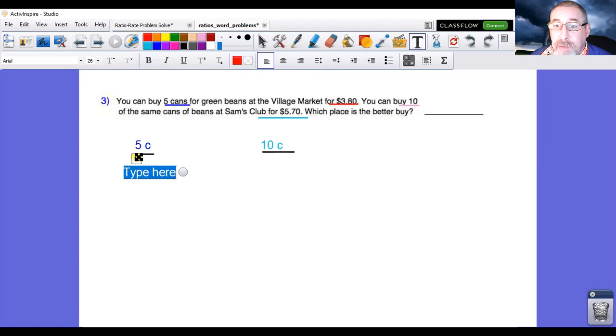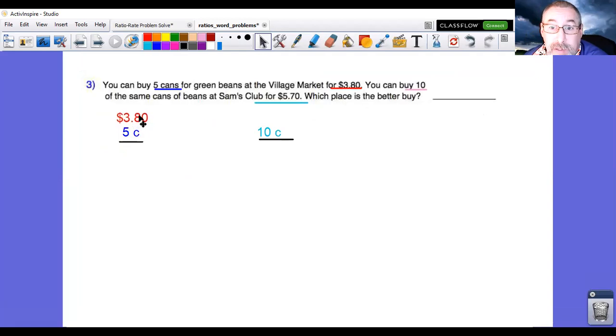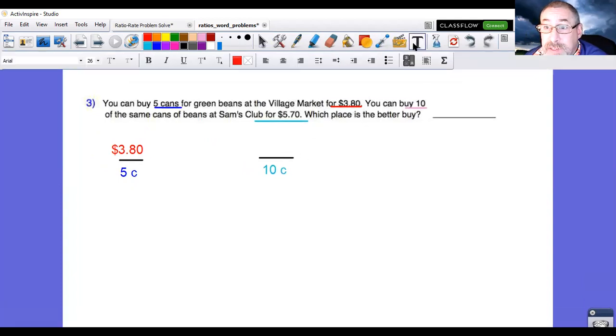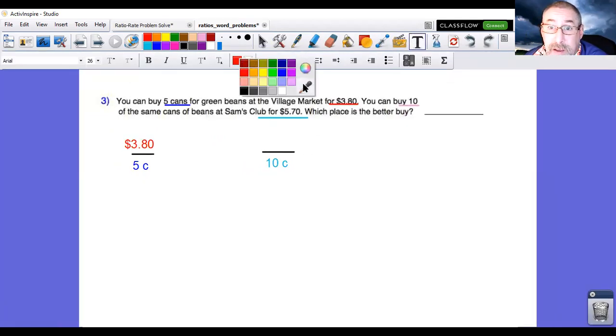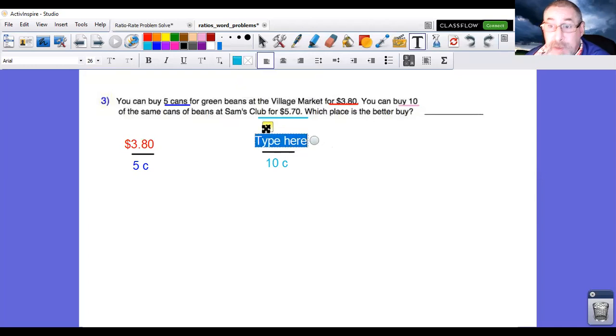So our 5 cans cost us $3.80. Well, here we have a situation that I discussed in the notes. I've already done the opposite of what I told you in the notes. Generally, when we deal with money problems like this, our money is going to be in the top part of the ratio. It's going to be dollars per whatever item unit we're measuring. So we need to make sure that it's the same on either side of our comparison. So if my money is in the top on one side, I have to do the money on the other.